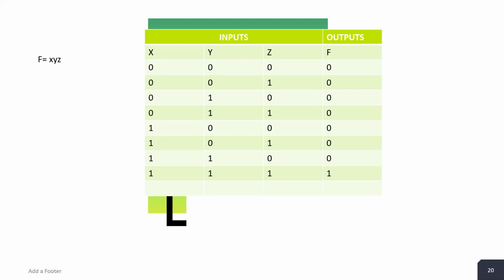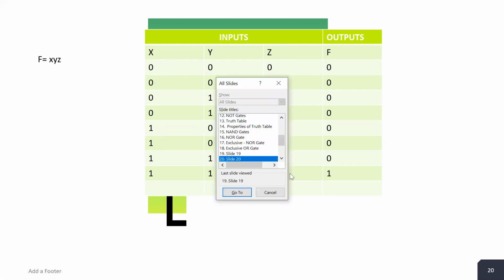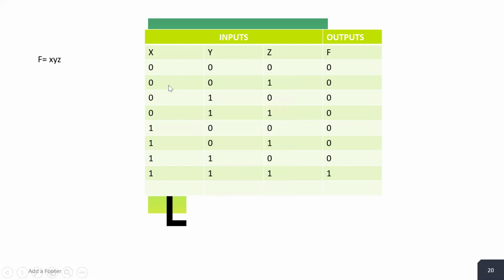Clear? To remember this table, take the first input and put 8 characters, divide into half. 4 0s and 4 1s. This is the tip how to remember the values. 3 inputs, 8 possible combinations, 8 divided by 2. So 4 0s and 4 1s. Clear? And then y has the other values 0 0 1 1 0 0 1 1. And then z 0 1 0 1 0 1 0 1.